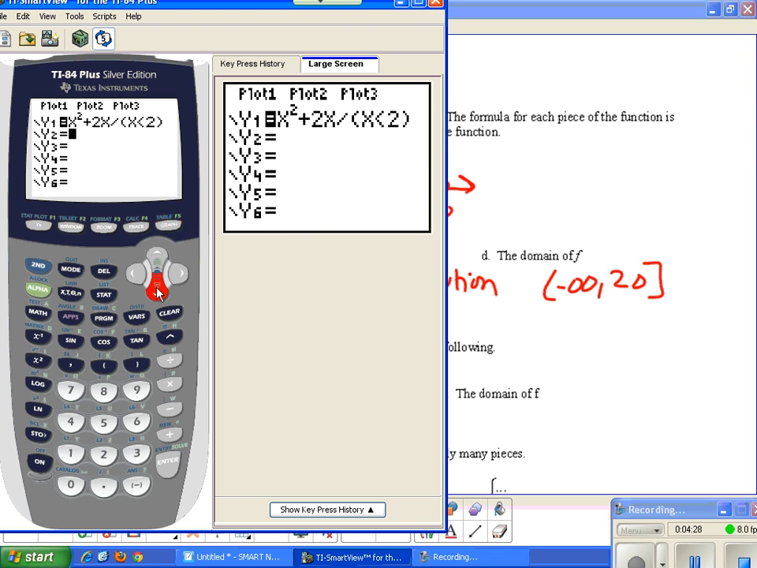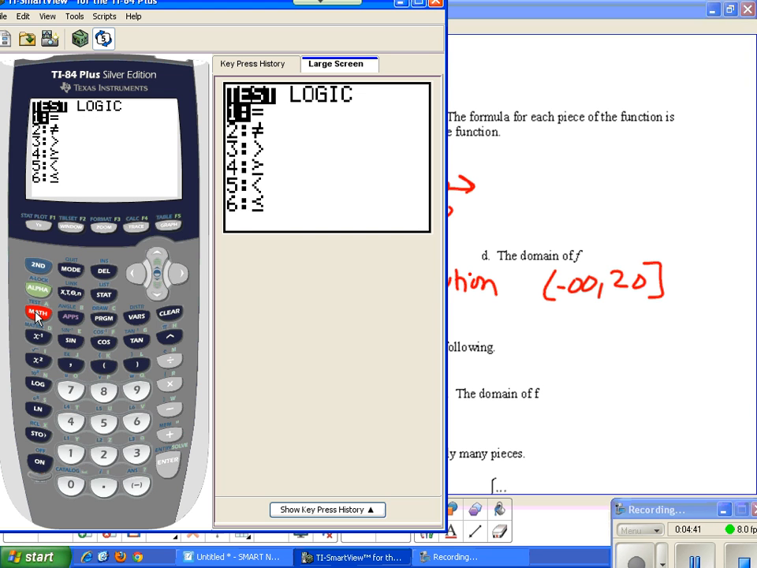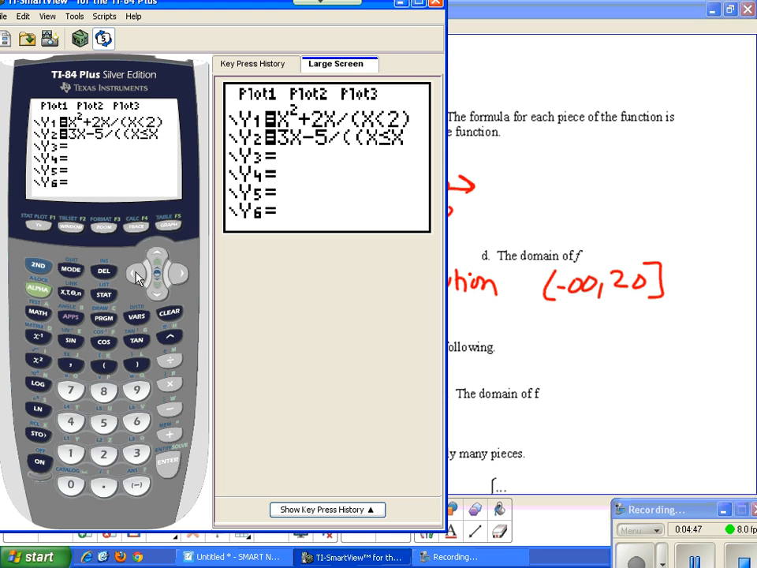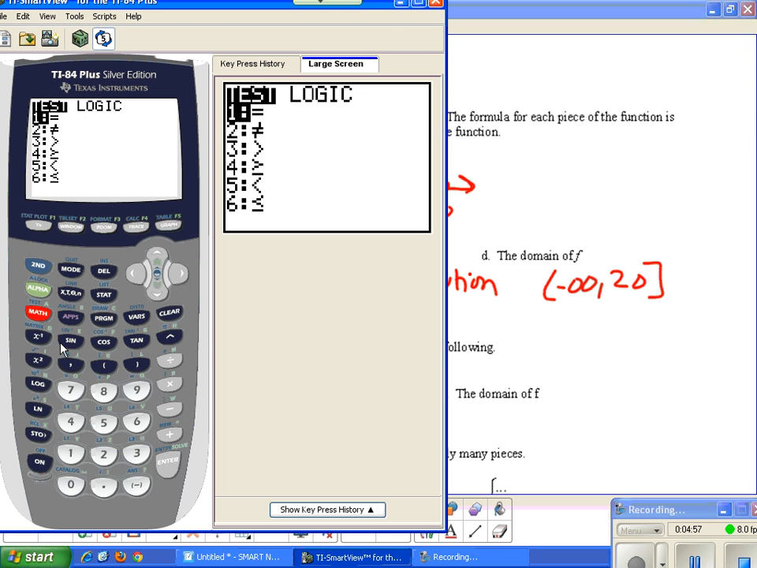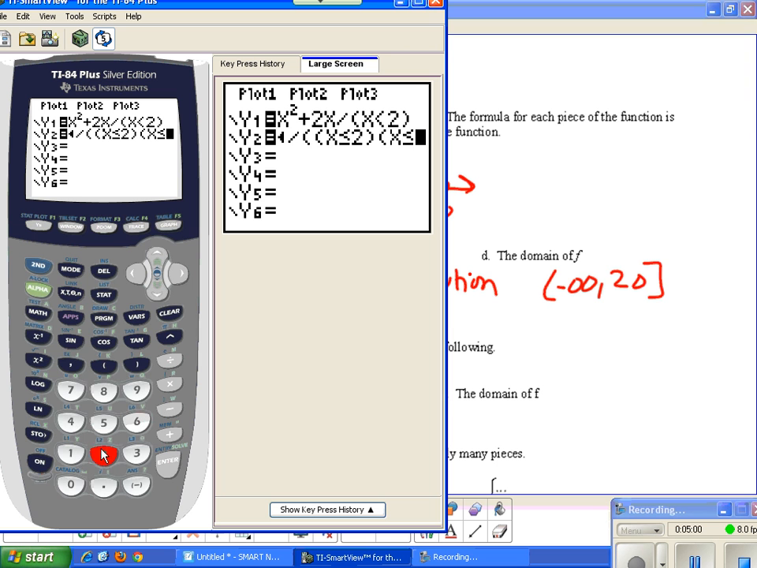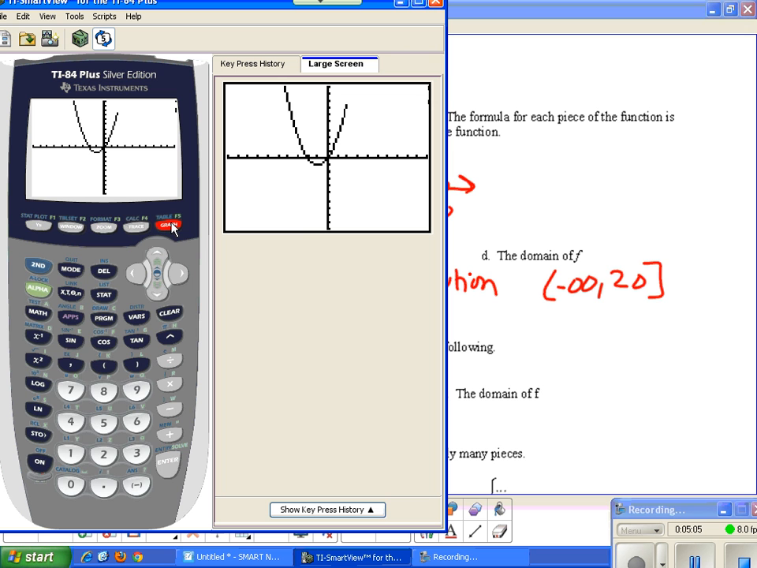So let's go to this second one. We have 3x minus 5 as the equation. Then use the division symbol to show we're going to do the rule. So I want 2 parentheses. We have x, and then go to second math. We want less than or equal to, which is number 6, less than or equal to 2, close parentheses, and then another set of parentheses. Now we have x, second math, less than or equal to, so number 6, 20, and then close both sets of parentheses. Now if I hit graph, I'm going to do the second equation.